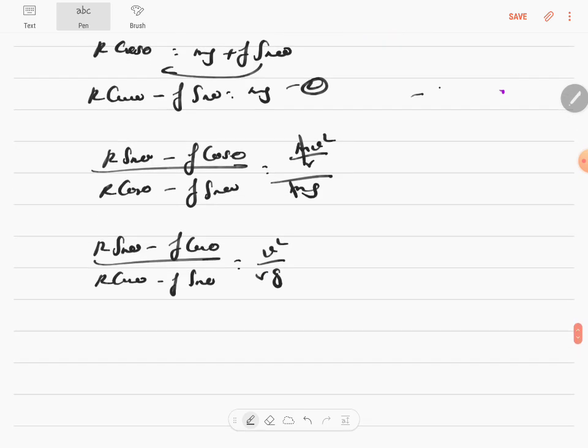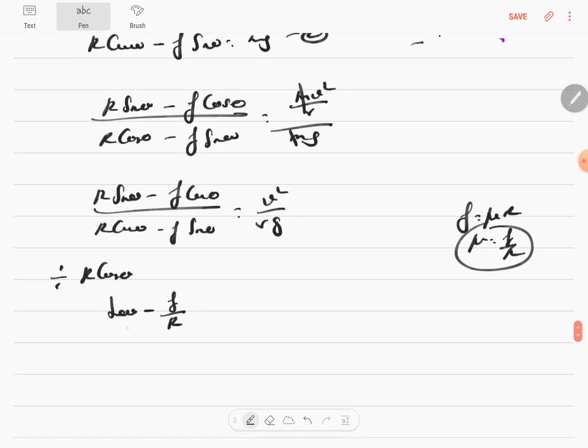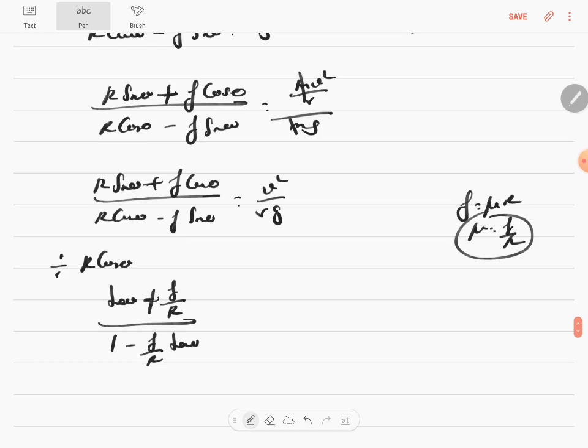You know, frictional force is equal to mu into normal reaction. So mu therefore is f by R. You have to divide throughout by R cos theta, so that the first term will become tan theta plus f by R, by 1 minus f by R tan theta. This is R sin theta plus f cos theta, because this has a plus symbol. So tan theta plus f by R over 1 minus f by R tan theta is equal to v square by rg.